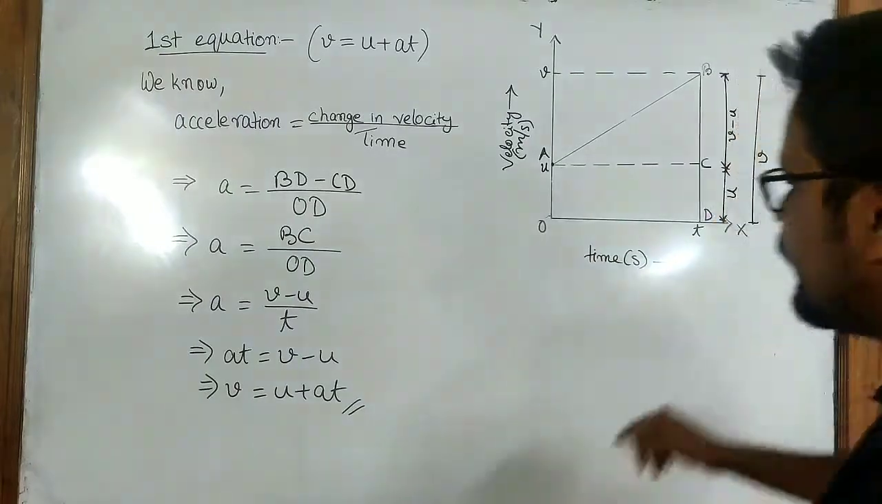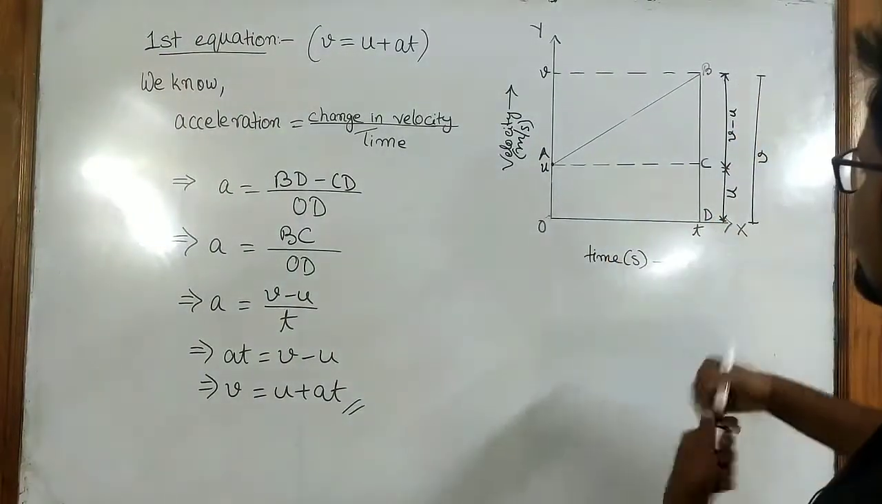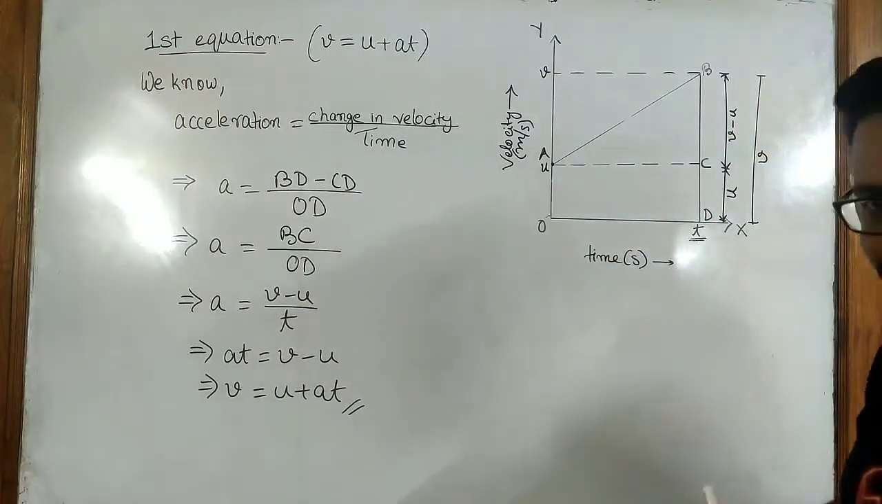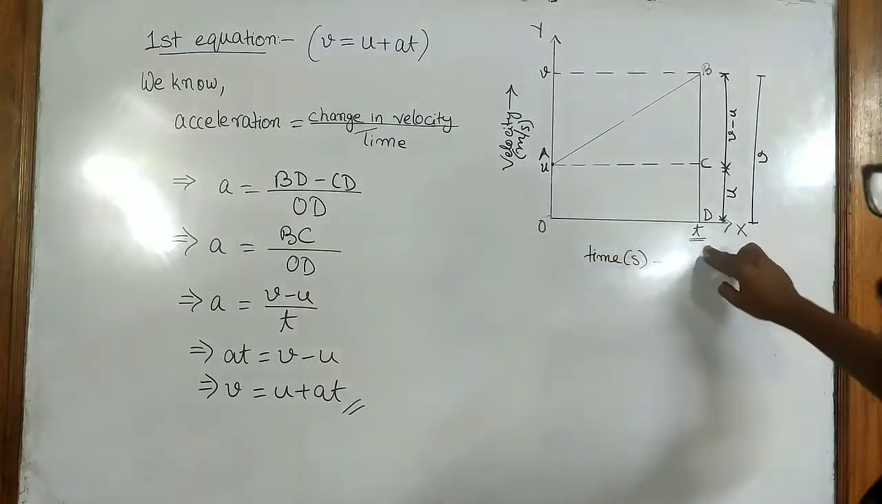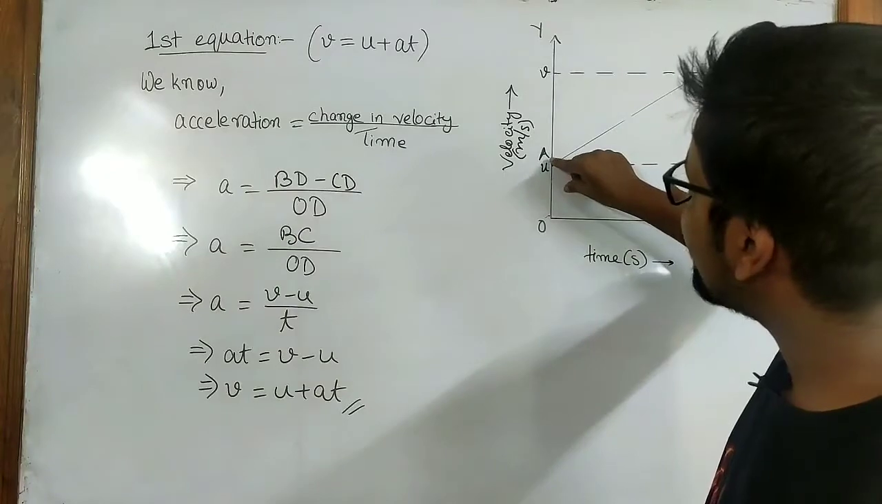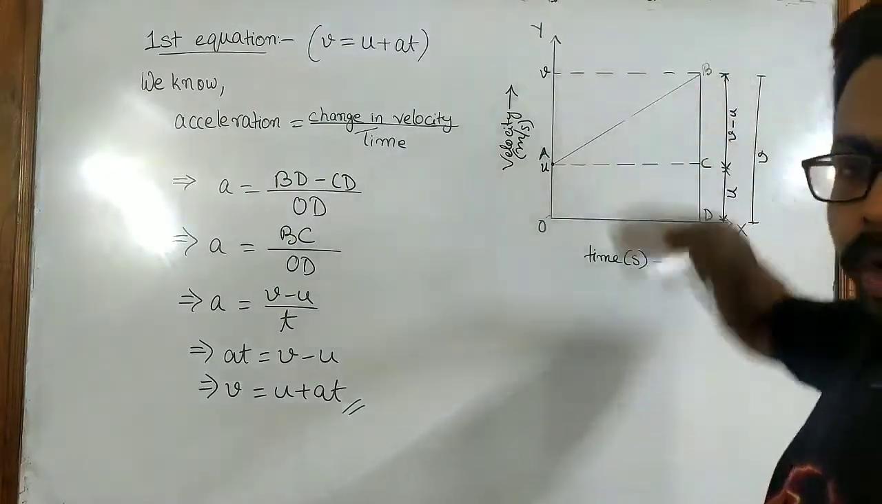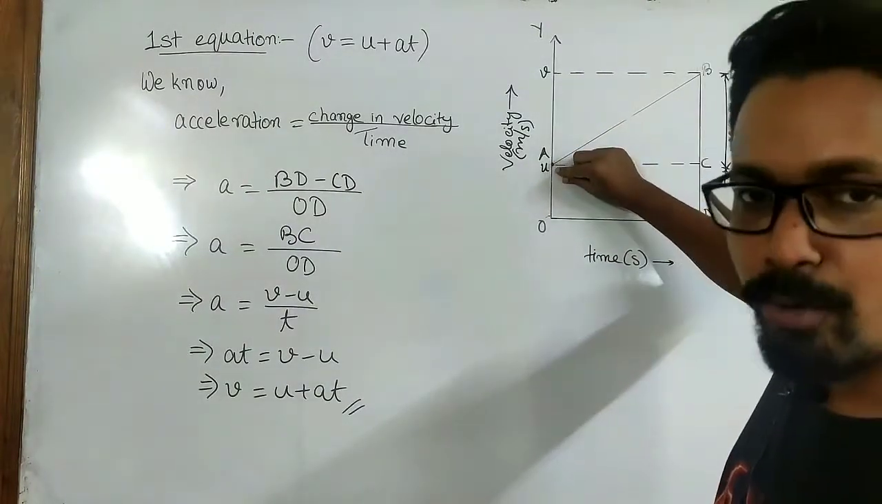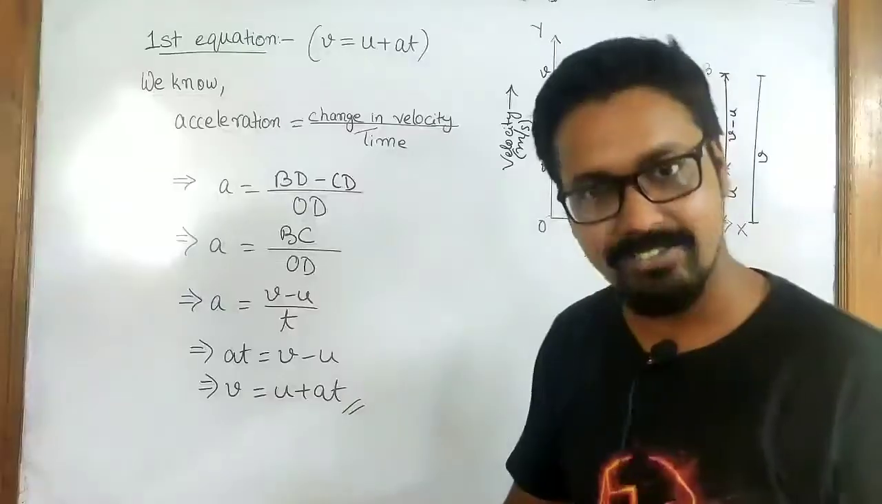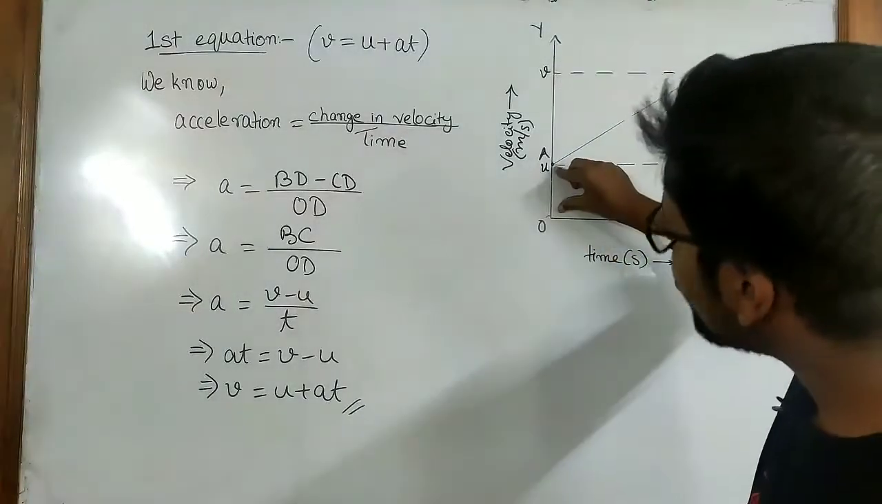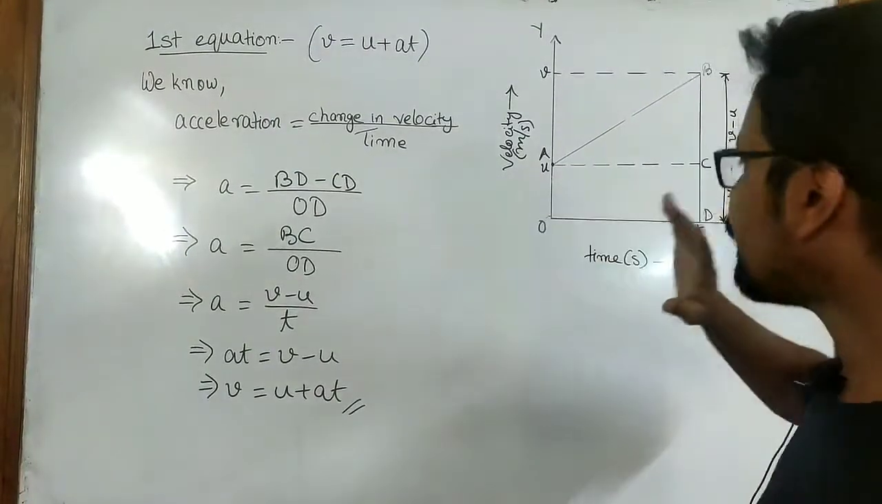How much time did we take? We took t amount of time. As you can see here, the time t is given. So as the time changed from 0 to t, the velocity changed from A to B. Since A is the initial point, the velocity up to A should be u. U is our initial velocity. So we have considered OA as u.